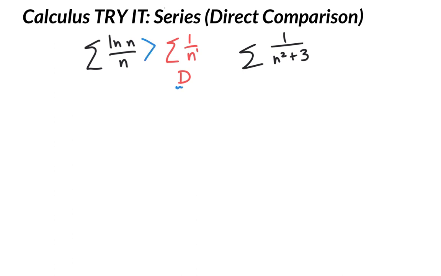Well, this was so large it had an infinite sum, and this one's even bigger. It must diverge as well. That's how we can prove divergence. Take a series we know diverges and show that all the stuff above it also diverges.